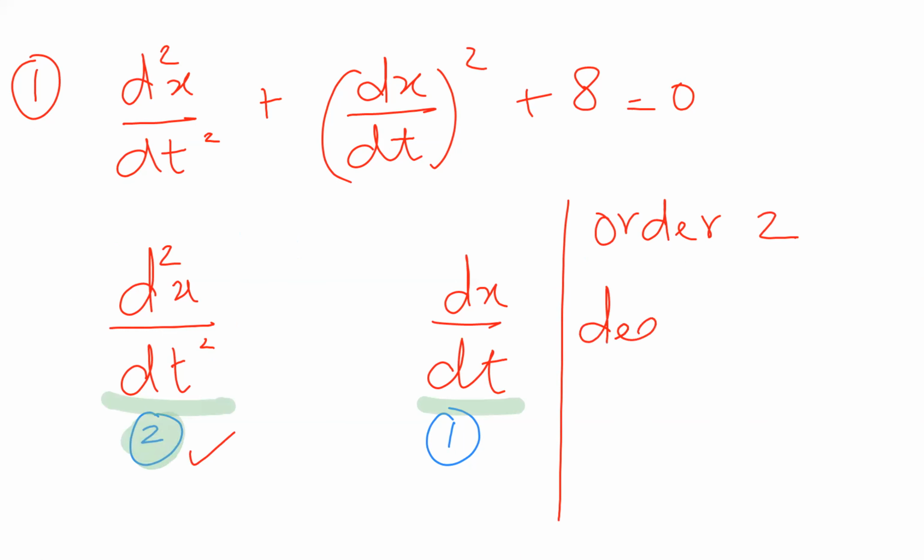Now degree is the power of the maximum order differential. The maximum order is d square x upon dt square, so the power of this is 1. So the degree becomes 1. This was the first example. Let's take some more examples.